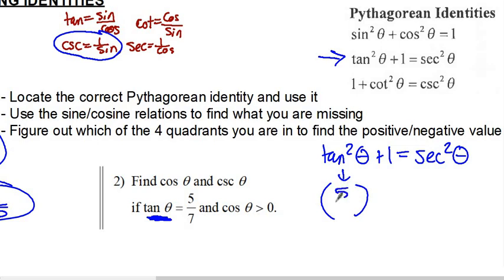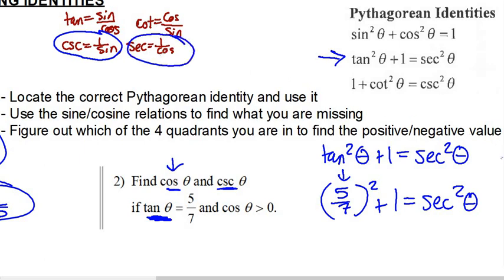And what is tangent? Tangent is 5 over 7, so I'm going to plug in 5 over 7, and that's what I'm squaring, and that's equal to sec squared. Now you might say, why are we doing this? It's just going to give us sec squared, and that's not what we want. We want cosine and cosecant. But think of it this way, if we know secant, it's very easy to find cosine. And why is that? Because secant and cosine, there's the relation. They're just reciprocals of each other. All right, so let's keep going.